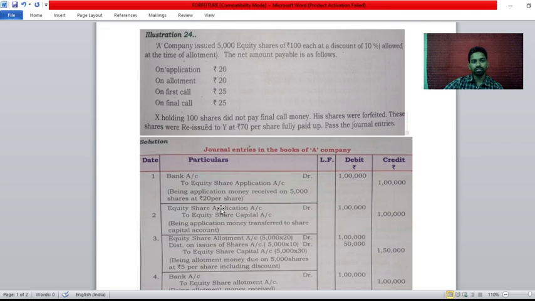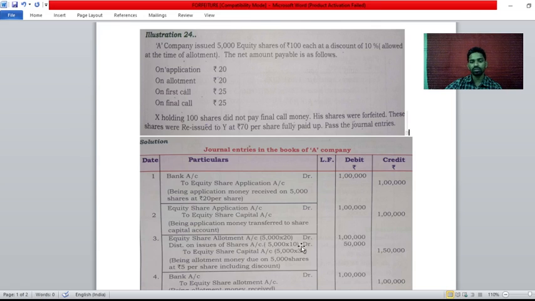Next, the second is on allotment rupees 20. Now this is related to the discount, and you know that. Equity share allotment account, 5,000 shares at rupees 20, debit rupees 1 lakh. Discount on issue of shares account, rupees 10 on 5,000 shares, debit 50,000. To equity share capital account credit rupees 1 lakh 50,000. Out of this 1 lakh 50,000 they are going to receive only rupees 1 lakh, because this 50,000 is a loss.